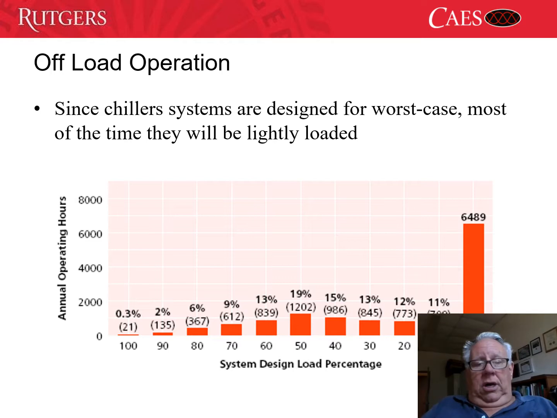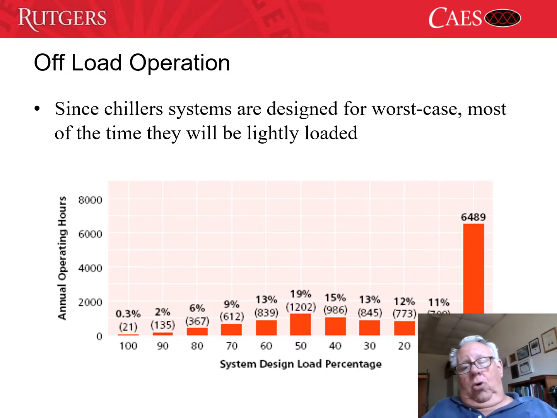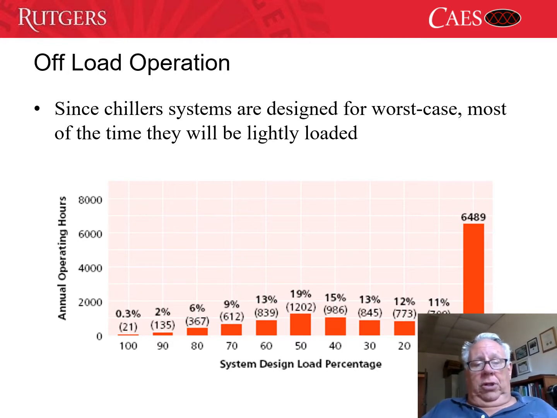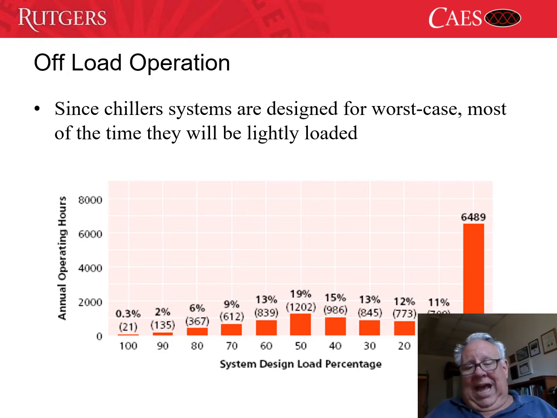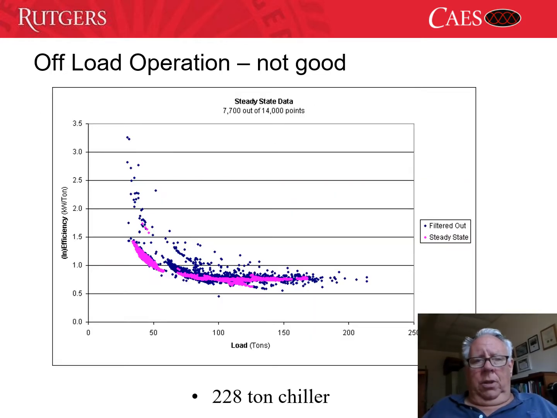Okay, so here is a diagram below showing the percent of time a single chiller is at a particular load over 6,500 hours of operation. And you can see that it is at 50% load 20% of the time. And then as you start going below 50% of the load, you see that you've got 15, 13, 12, and 11. So you've got about half its operation being operated at 50% load or less. Is this a problem? Well, there you go.